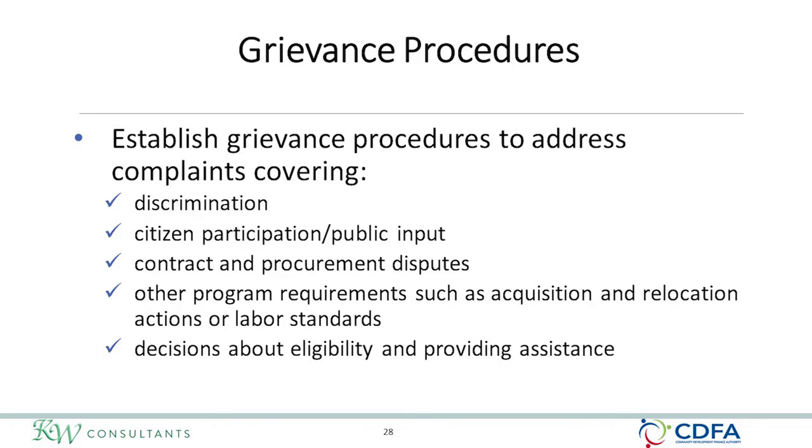The final section of this webinar reviews grievance procedures. Multiple compliance areas require grantees to establish grievance procedures. The potential types of complaints include discrimination, citizen participation, procurement disputes, acquisition and relocation, labor standard requirements, or decisions about eligibility and providing assistance to a household. Grantees should consider establishing procedures that are generic enough to address this broad range of potential complaints, rather than having multiple procedures for each type of complaint.